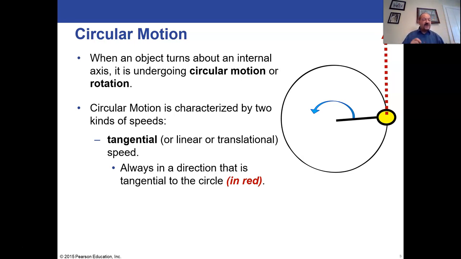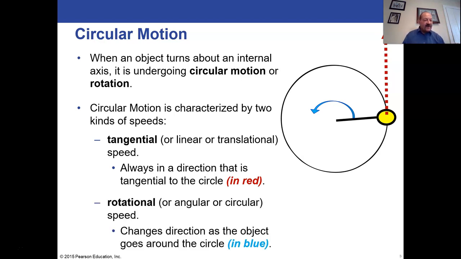And as the object moves around, the tangential direction will constantly change. And that's because velocity, remember velocity has speed and direction, so the velocity at any one moment in the circle will be changing every moment of the circle. Speed might not. Speed might be constant going around the circle, but the velocity is always pointing in a direction tangent to the circle. Then we have rotational velocity, also known as angular velocity or angular speed, or circular speed or circular velocity. These all three mean the same thing. If you hear me use any one of them, they all mean the same thing.